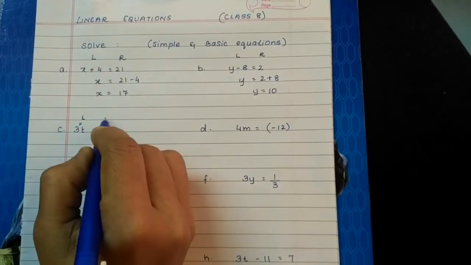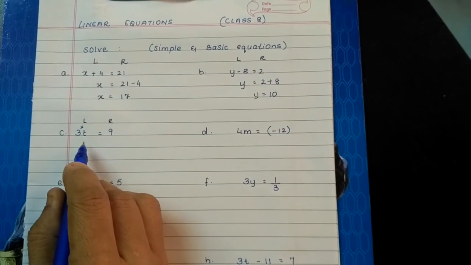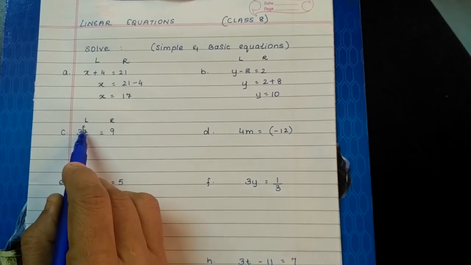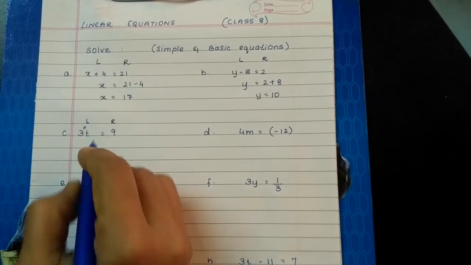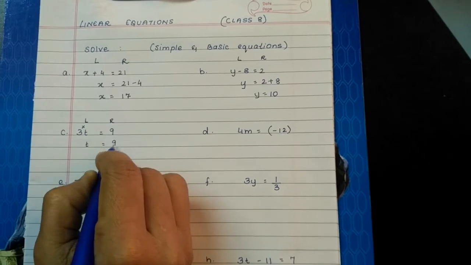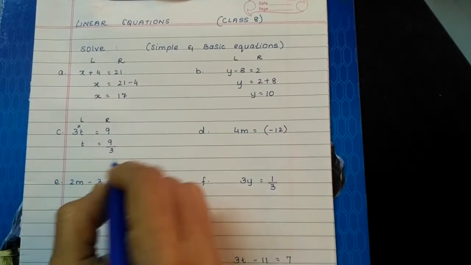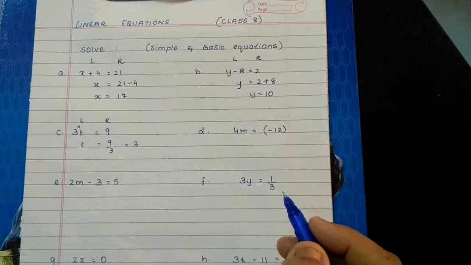So now here 3t means 3 multiplied by t. And this is the left hand side and this is the right hand side. So now our job: when multiplication moves from the left hand side to the right hand side, it will become division. So t is equal to 9 divided by 3, which is 3.